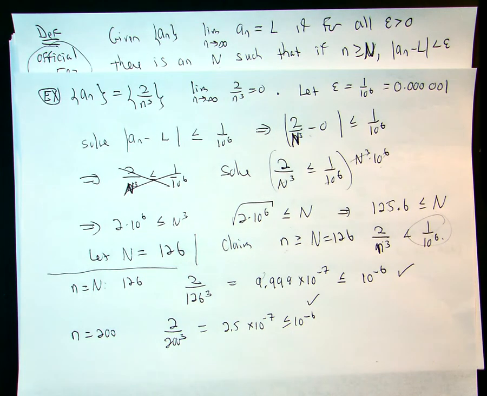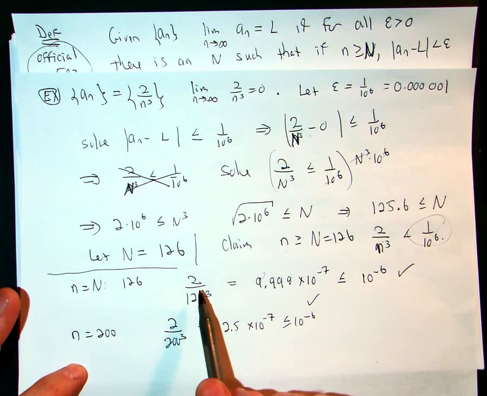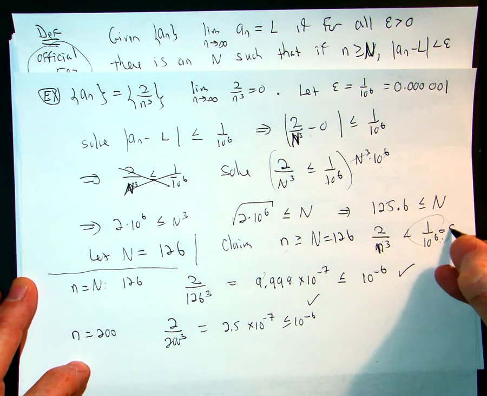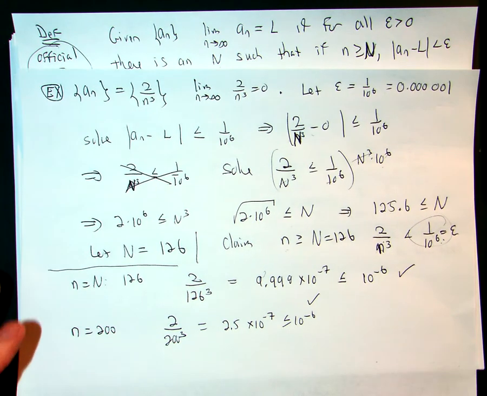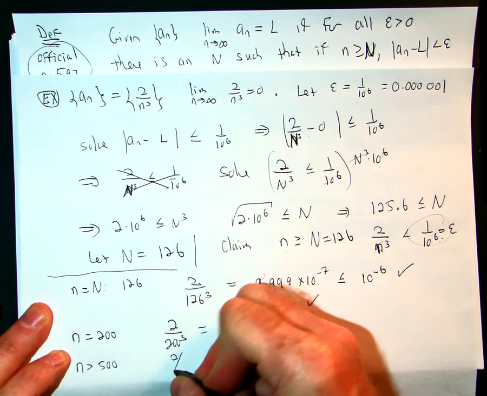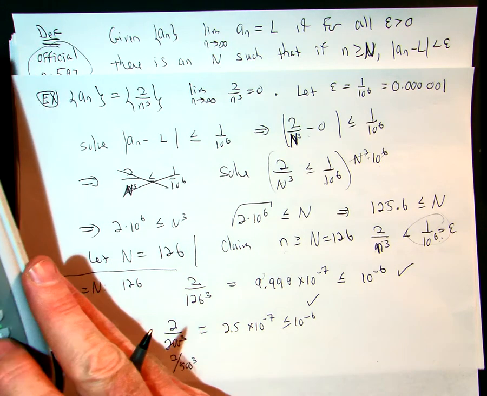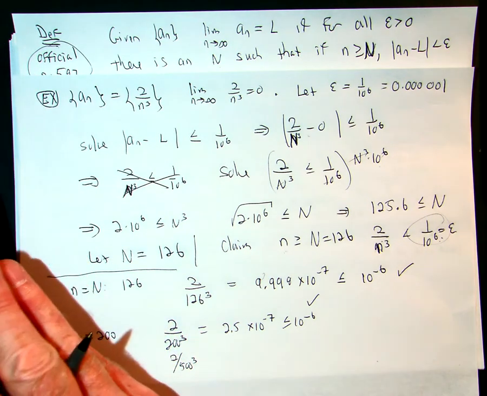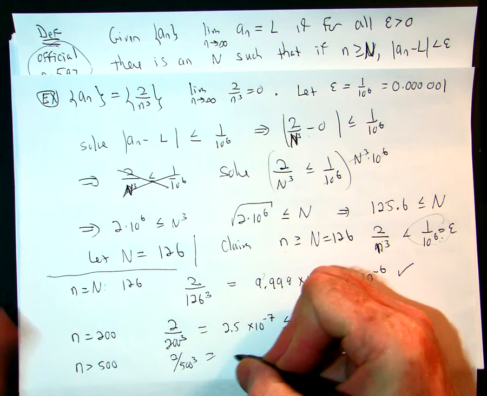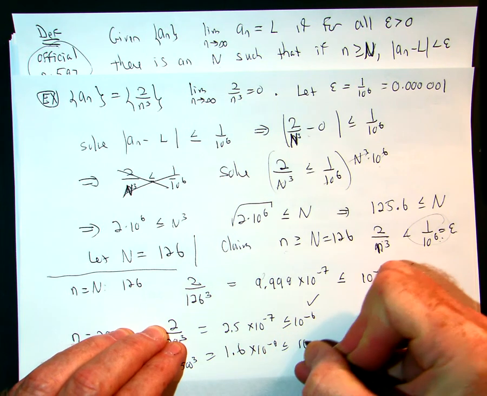Basically, what I'm doing is I'm claiming that whenever my index is bigger than 126, this term is going to be less than my epsilon. And I just did a couple of test values to convince you that it's true. So we'll do one more. We'll do n equals 500. And I'm going to be pushing the limit of my calculator, I think. See what we get there. 2 divided by 500 cubed. And I get this is equal to 1.6 times 10 to the minus 8. And again, that's less than 10 to the minus 6.